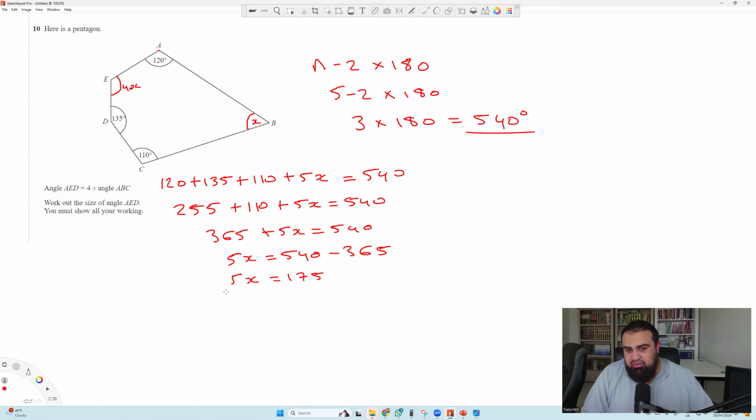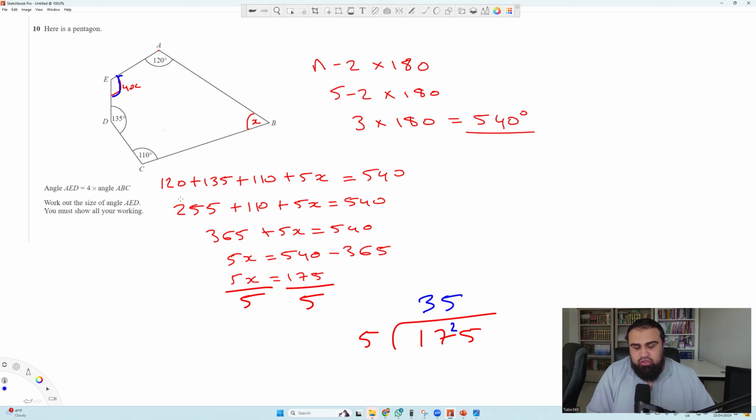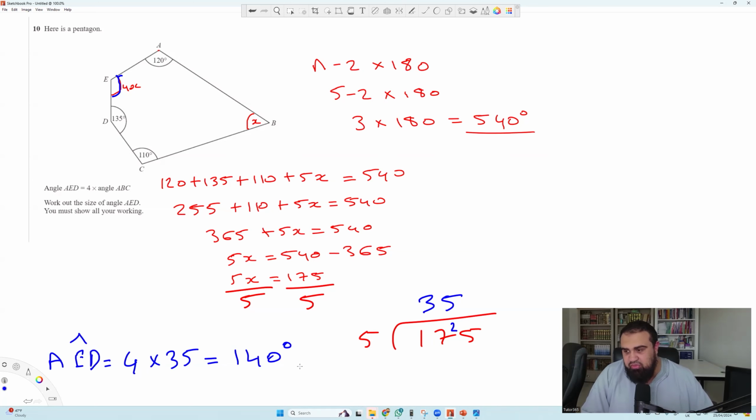Now all you have to do is divide both sides by 5. So you can use the bus stop method. 175 goes inside, 5 goes outside. How many 5s go into 1? None. How many 5s go into 17? 3. What's left over? 2. How many 5s go into 25? 5. So x is 35. It's asking for the size of angle AED, so you do 4 times 35, which of course is 140 degrees. That should be the answer. Then you tell the examiner angle AED is equal to that, and you should get full marks.